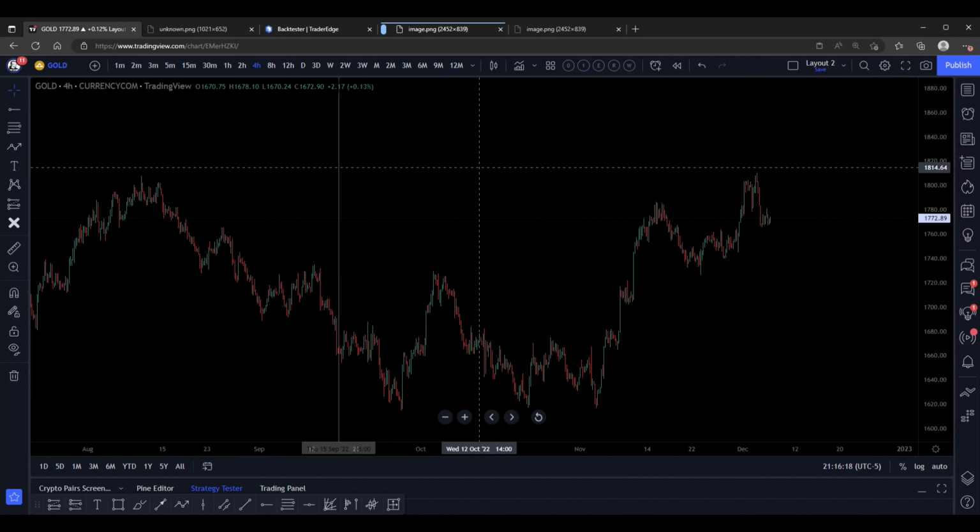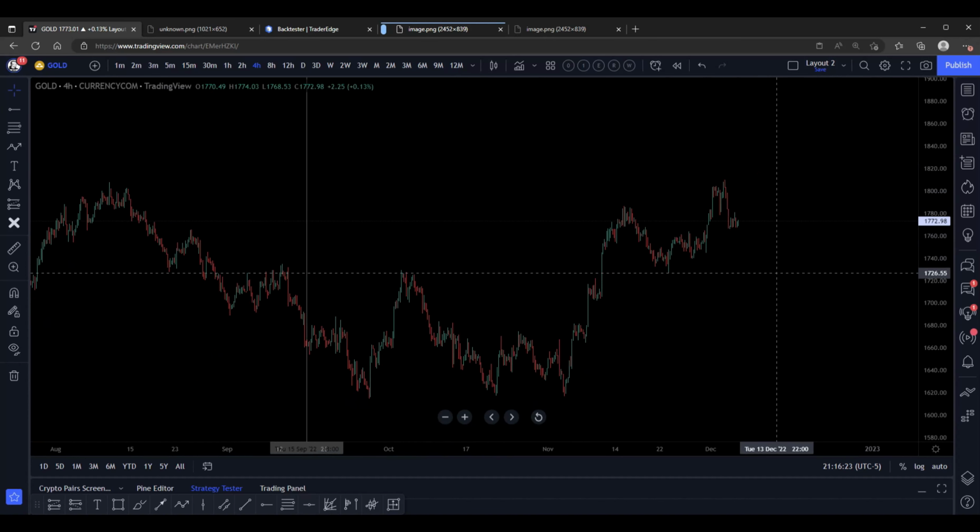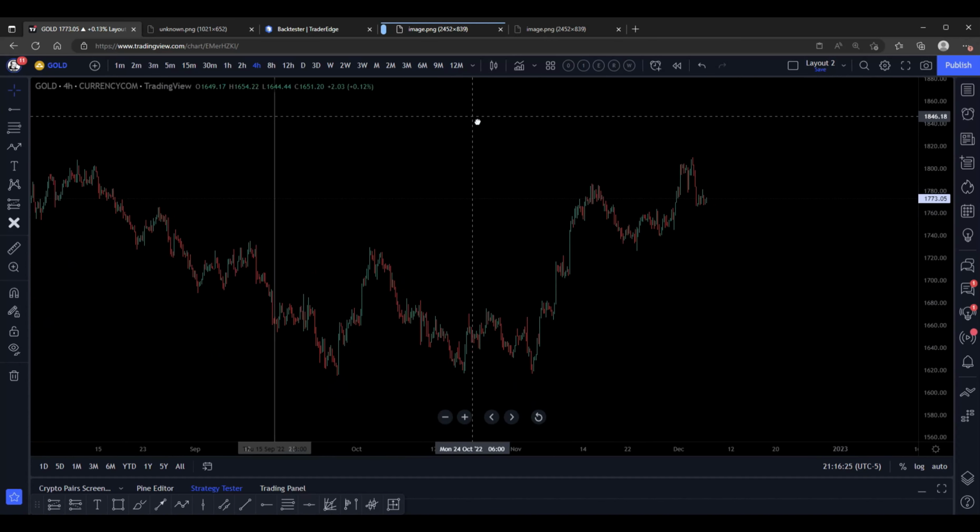Yeah, so that's basically God mode. God mode in easy mode. It's a pretty cool little strategy.